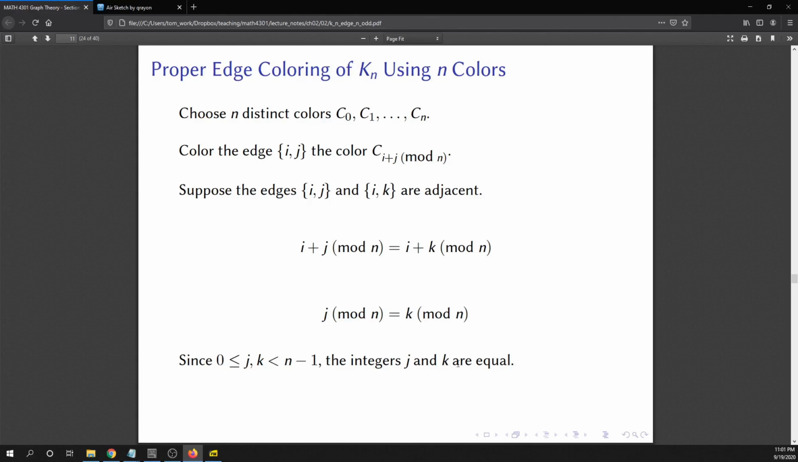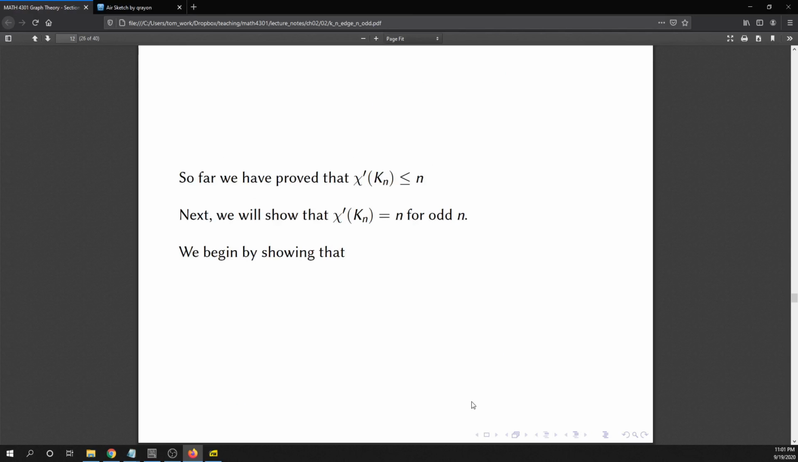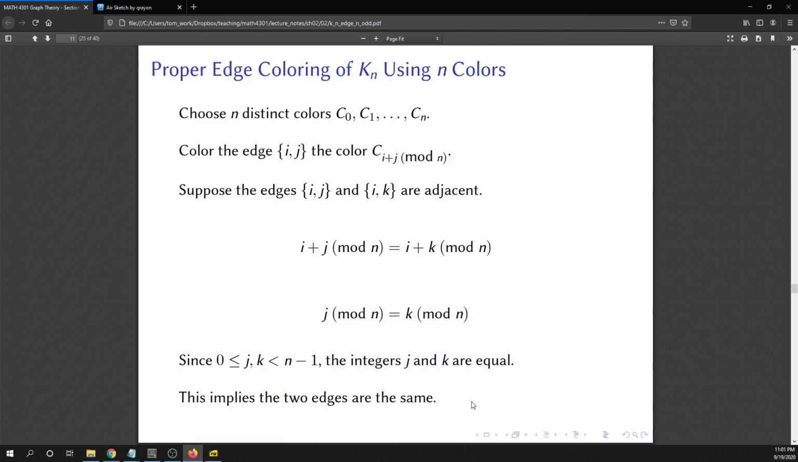All right, so if j and k are equal to each other, that would mean that these two are actually the same edge. So those two edges would be exactly the same. So if two edges share a vertex and they are the same color, that means that it can't be two distinct edges. So no two distinct edges will have the same color. So that shows that what we have here set up is a proper edge coloring of K sub n using n colors. Okay. All right.